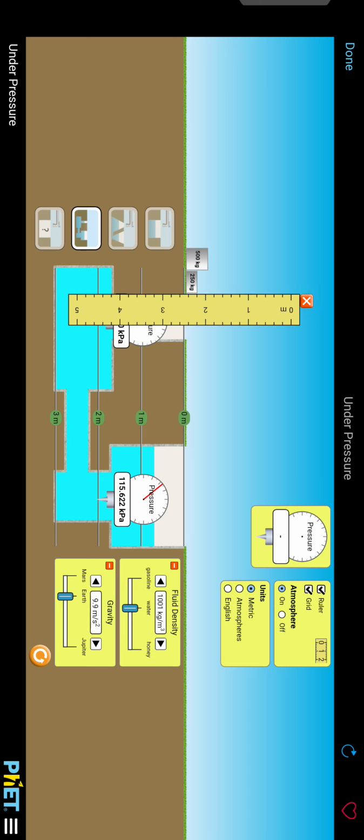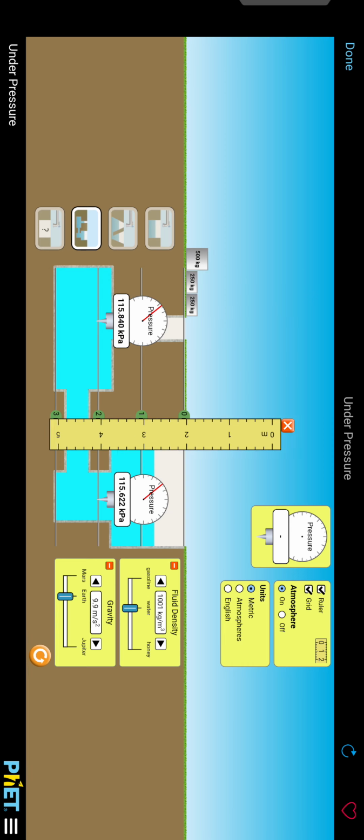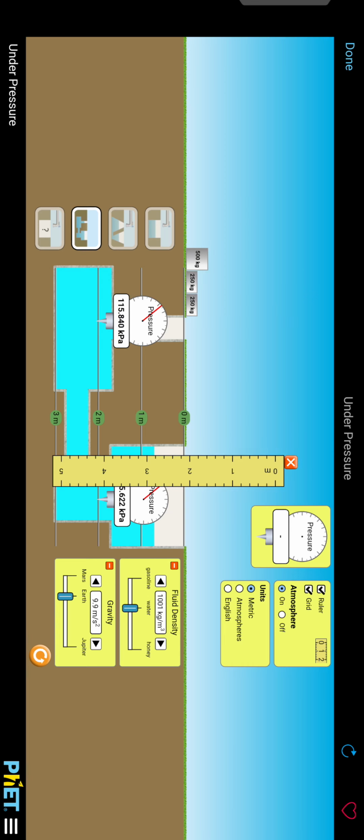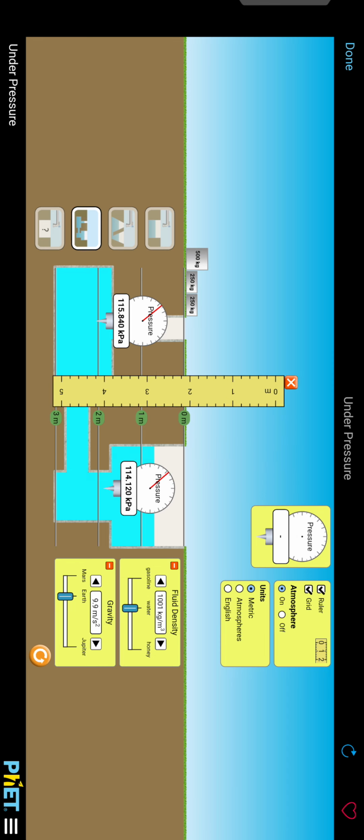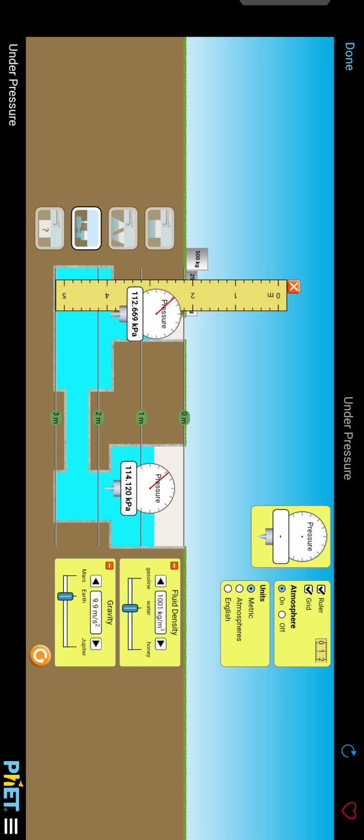Okay, let's use the ruler. Let's put that here. The pressure is 114.120 kilopascals. Also let's put that one here.